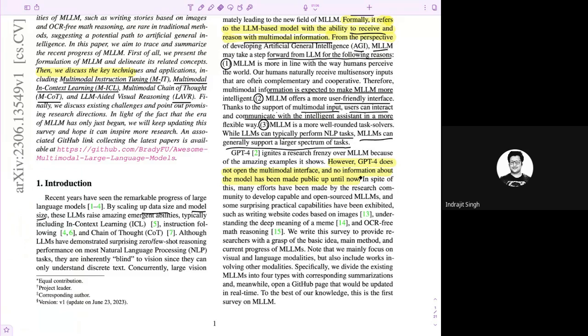But I saw somewhere that people are saying GPT-4 is also using multimodal. Let's keep that aside. Regardless, it is going to happen soon, right?